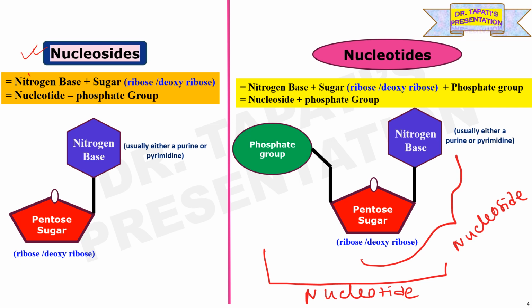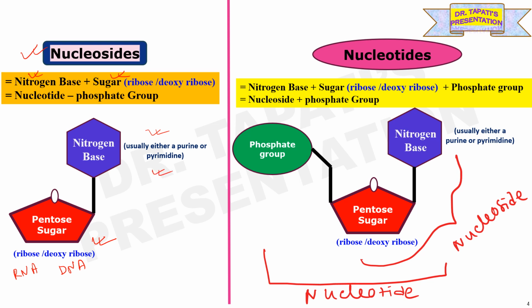Nucleosides are made up of nitrogen base and sugar. Sugar means either ribose sugar or deoxyribose sugar. Ribose sugar is present in case of RNA, whereas deoxyribose sugar is present in DNA molecules. And nitrogen base means either a purine or a pyrimidine base.